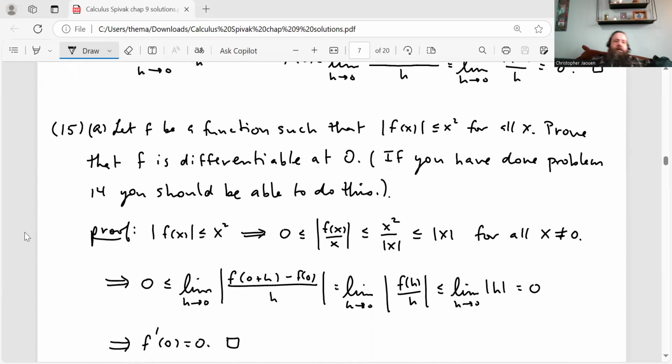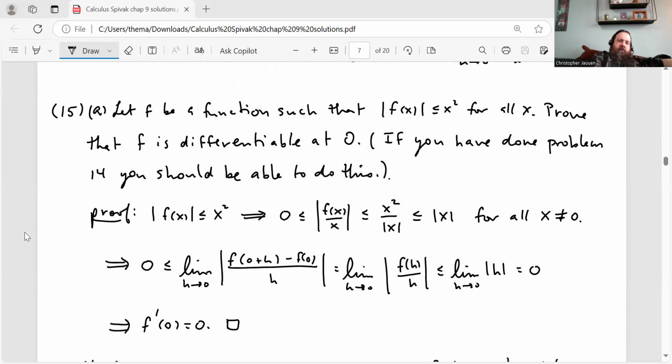Okay, 15, part A. Let f be a function such that the absolute value of f of x is less than or equal to x squared for all x. Prove that f is differentiable at 0. If you have done problem 14, you should be able to do this.